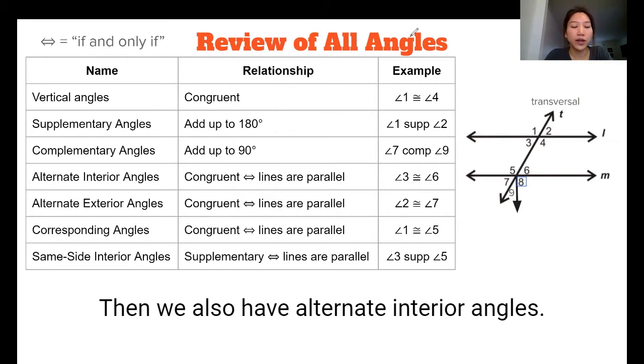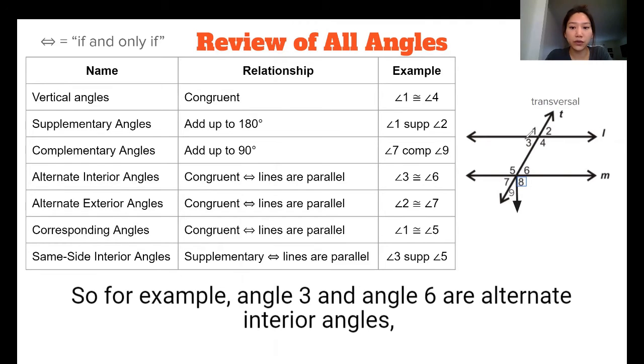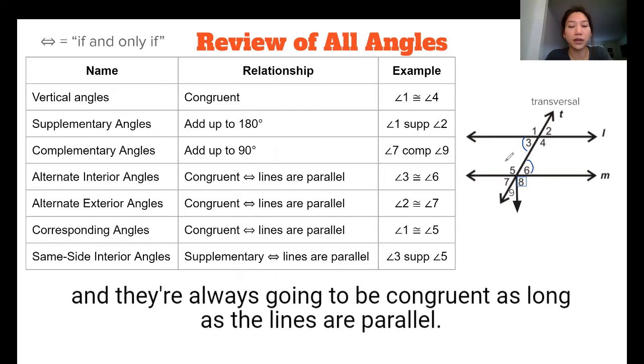Okay, then we also have alternate interior angles. For example, angle 3 and angle 6 are alternate interior angles, and they're always going to be congruent as long as the lines are parallel.